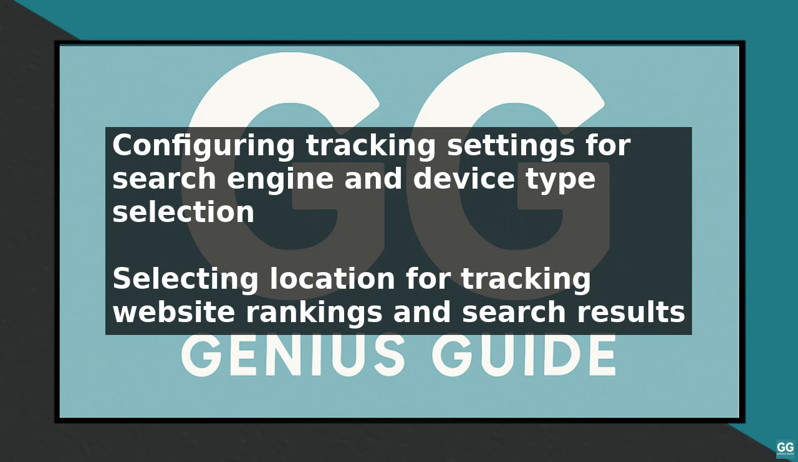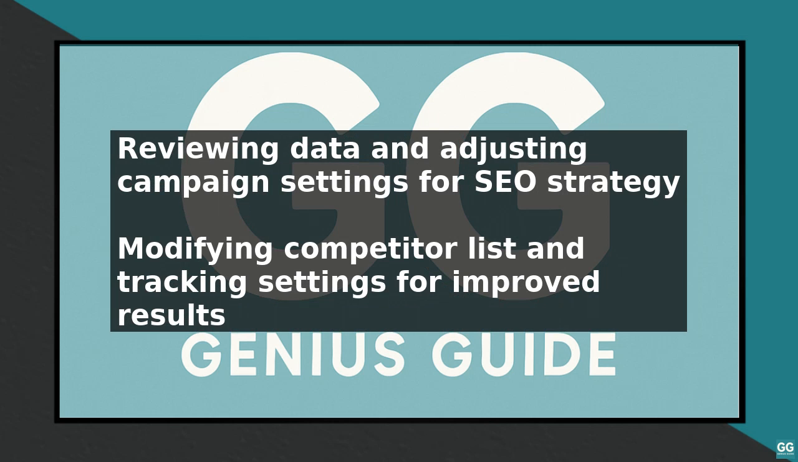With your position tracking campaign set up, Semrush will begin collecting data on your website's rankings for your target keywords. You can view this data in the position tracking tool, where you can see your website's current rankings, as well as its ranking history over time.